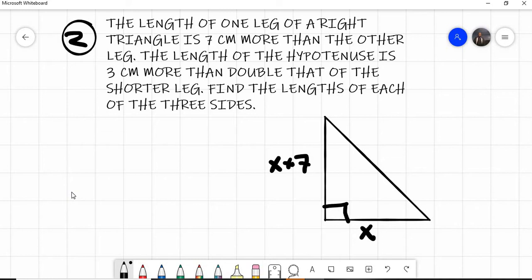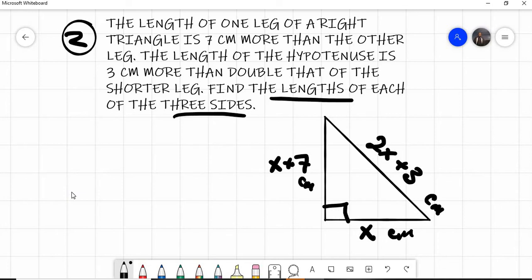X plus 7. So the unit is centimeter. So this one is x centimeter. And the hypotenuse, what they said, the length of the hypotenuse is 3 more than double the shorter. Okay, double x, 2x plus 3, 3 centimeters. So the units are going to be centimeters. So that's the information we have, and then we have to solve. They said find the lengths of each of the 3 sides. So each side we have to get. First, if we find the x, then the rest is easy. We just substitute the numbers.